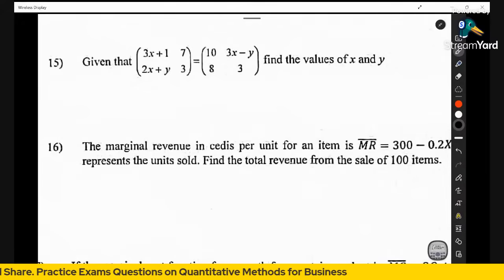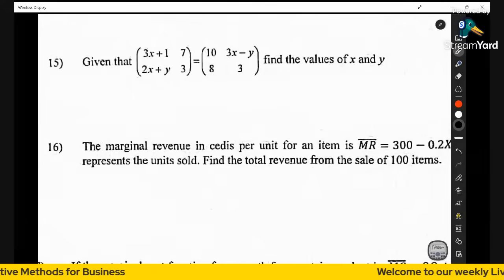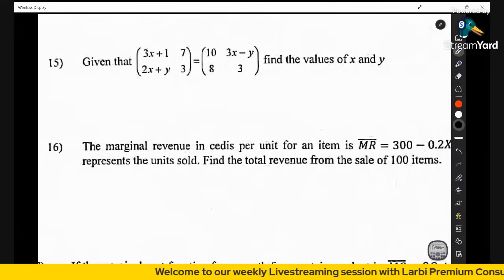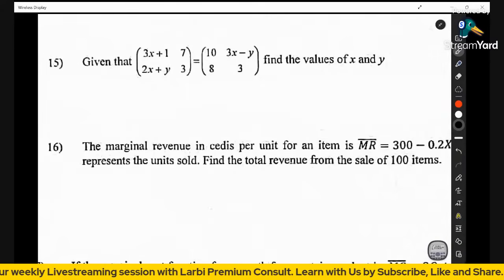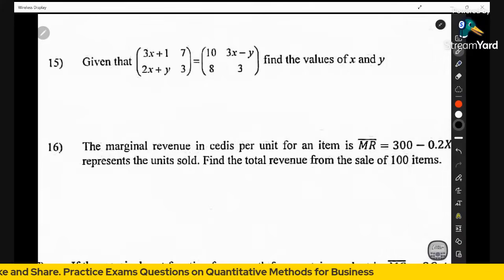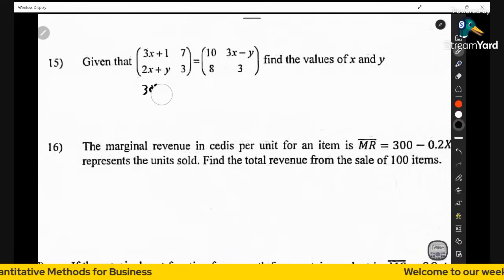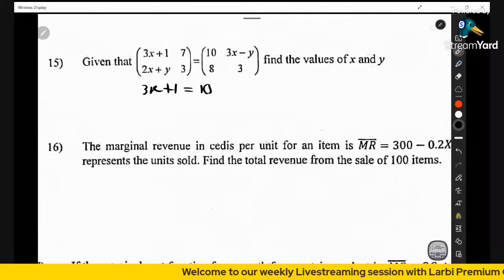Given this matrix 3x plus 1, 7, 2x plus y, 3, and we have 10, 3x minus y, and then 8, 3. We have to find the values of x and then y. So here too also has to do with comparing corresponding entries, right? So what I want to do here is to compare 3x plus 1 to the first entry after the equal sign, which is 10. So we'll say that 3x plus 1 should be equal to 10, so that we can find x.